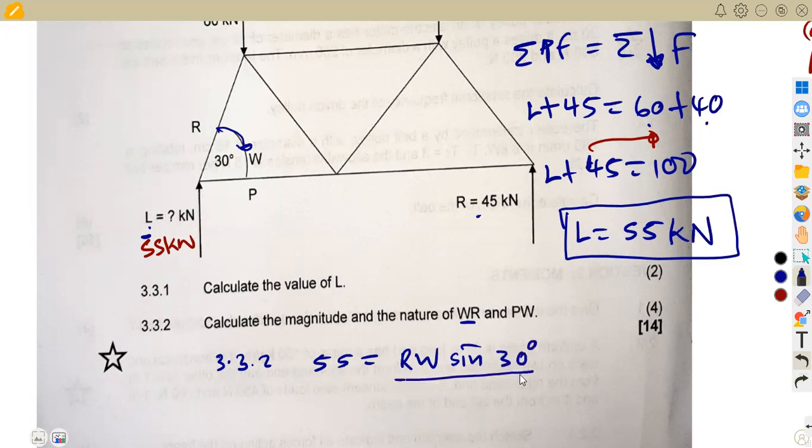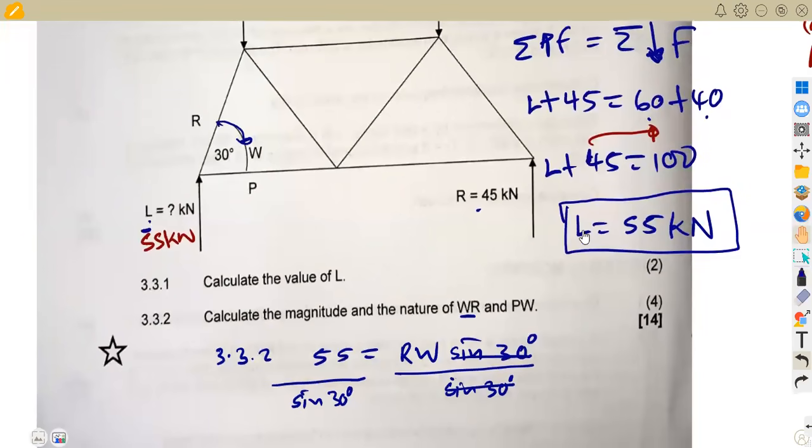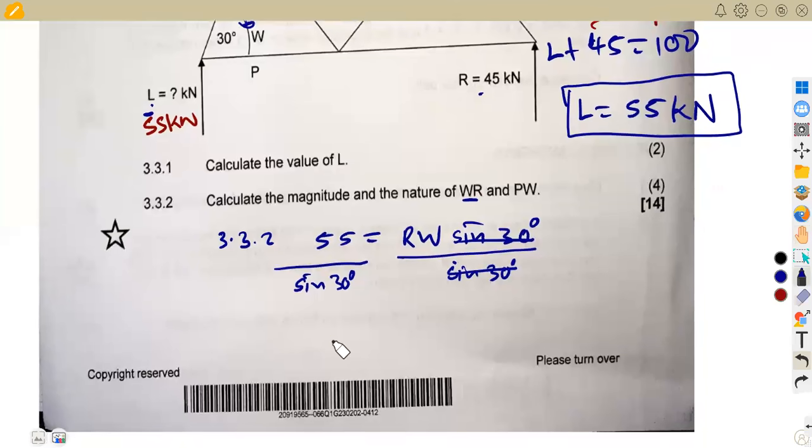So to find RW, simply divide by sine 30 this side. You divide by sine 30 this side. All right, so this is going to cancel, meaning we are going to obtain RW in this case. If we divide 55 by sine 30, this is going to be 110 kilonewton in this case.